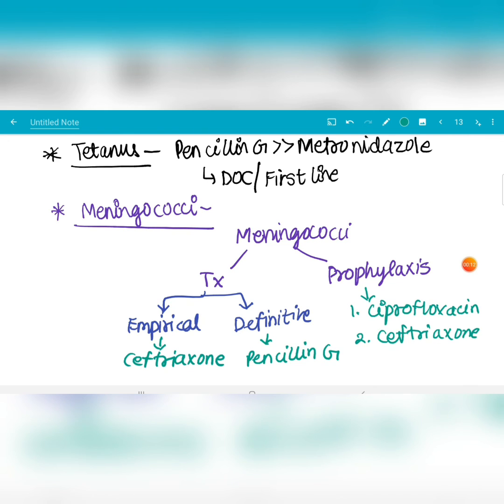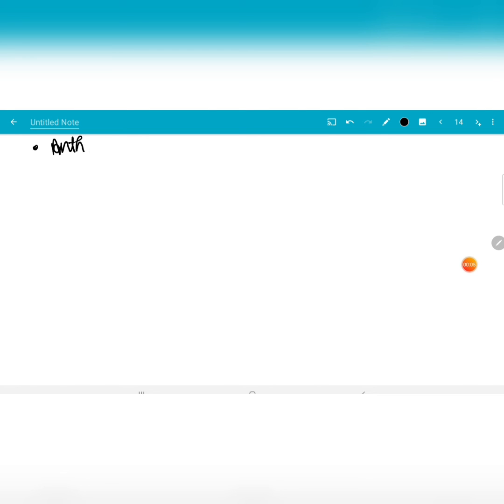Some important things about ciprofloxacin and ceftriaxone. Ciprofloxacin is less effective and contraindicated in pregnancy and children, but it can be given orally, and it is the drug of choice for prophylaxis of meningococcal meningitis. Ceftriaxone is more effective than ciprofloxacin. It is the drug of choice in pregnancy and lactation, and it is injectable only. In prophylaxis, we can't give everyone an injection, so we give ciprofloxacin as prophylaxis.